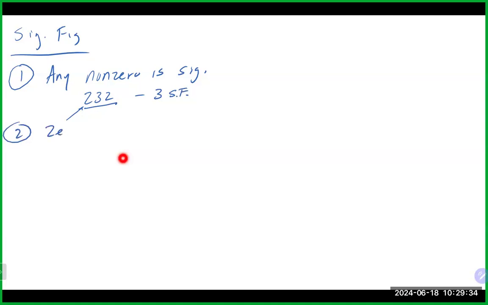Second ones are zeros, and there's different types of zeros. So the first type of zero is what is sometimes referred to as the leading zero. And they are not significant.